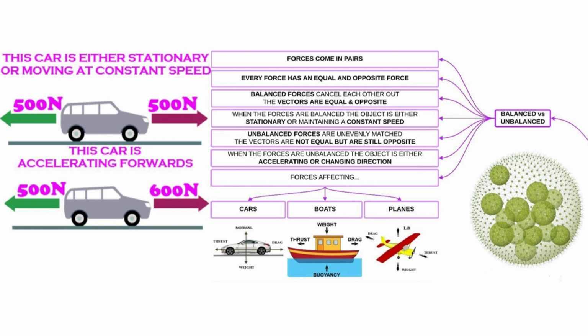In the diagram off to the left, we see a car that's got a backwards force of 500 newtons and a forwards force of 500 newtons. So this car is either traveling at the same speed or stationary. And the car below it has 500 newtons pulling it back, 600 newtons pushing it forward. So this car is either accelerating or changing direction.